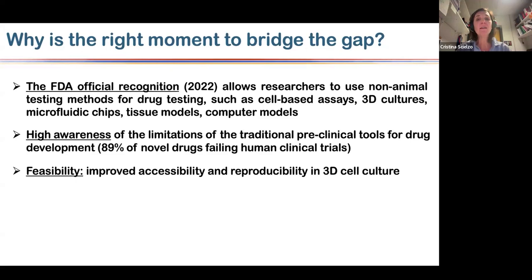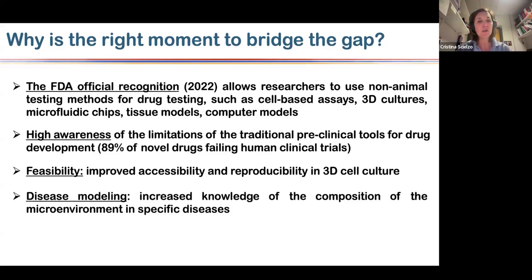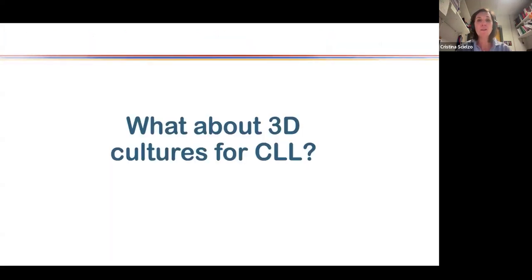Now, the feasibility improved in terms of reproducibility of the 3D culture. And also now we know that we can really have an increase of knowledge by modeling the disease by using this technology. So I really think that now we are all convinced that it's time to explore this kind of approach in our laboratories. So what about 3D?